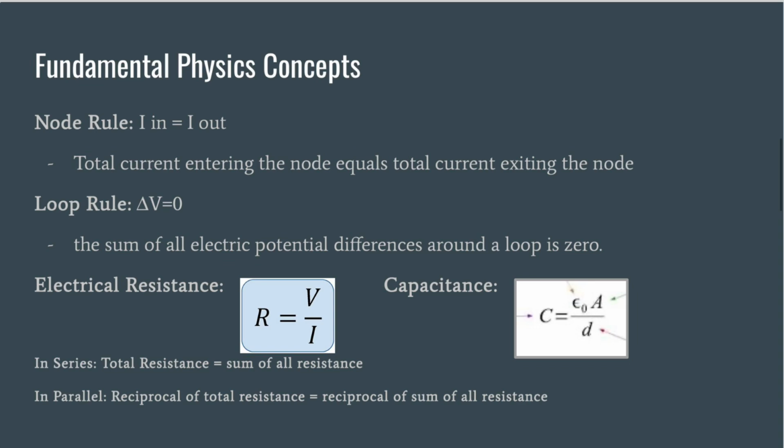V equals IR, which can be rearranged to have R equals V over I. In a series, the total resistance equals the sum of all resistances, and in parallel, it's the same relationship but the reciprocal of both. And then finally, the capacitance is equal to the equation there.